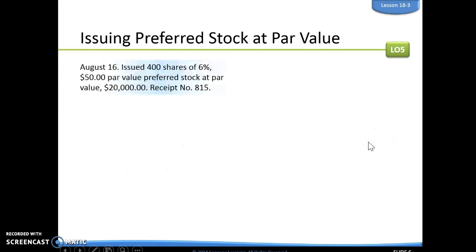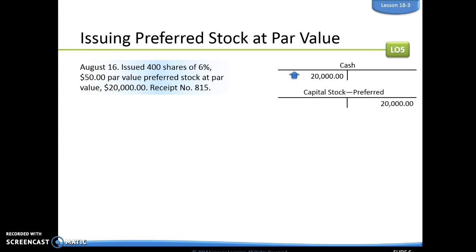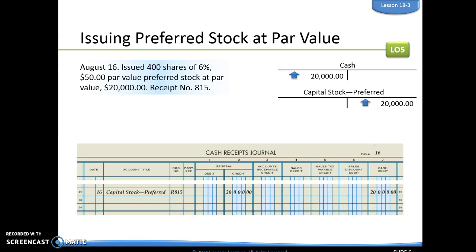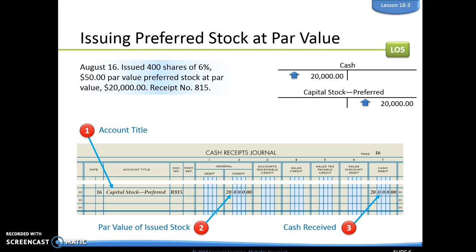So on August 16th, we issued 400 shares of 6%, $50 par value preferred stock at par value $20,000, receipt number 815. We're receiving $20,000 in cash. So we're going to debit cash for $20,000, and we're going to credit our capital stock preferred for $20,000. Okay, again, we're receiving cash, so that's going to go into our cash receipts journal. We're debiting cash for $20,000, and we're crediting that capital stock preferred for $20,000.